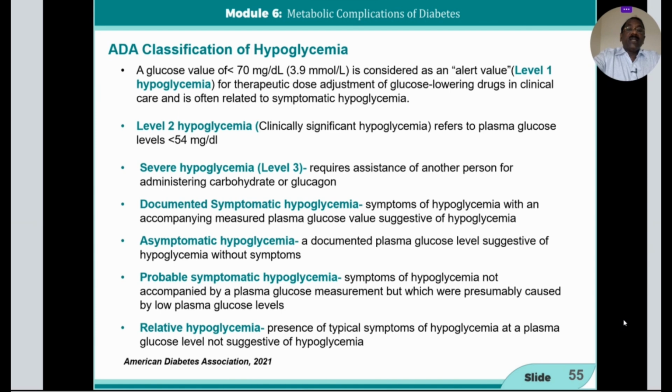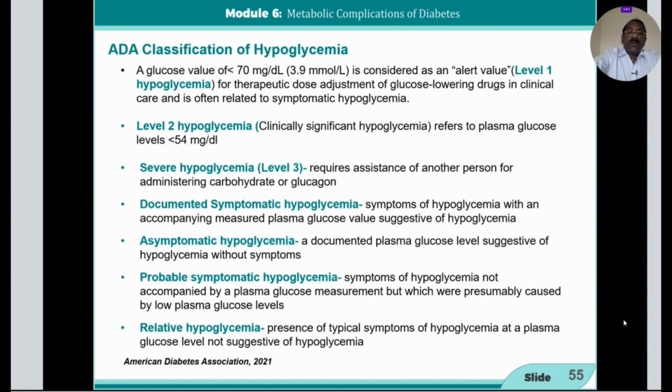The second one, level 2 hypoglycemia, that is clinically significant hypoglycemia, when the plasma glucose is less than 54. Severe hypoglycemia requires assistance of another person for administering the carbohydrate or the glucagon. There is mild and moderate hypoglycemia, where they can correct it by themselves by eating something, whereas in severe hypoglycemia, the patient is comatose or drowsy, so he requires administration of carbohydrate.